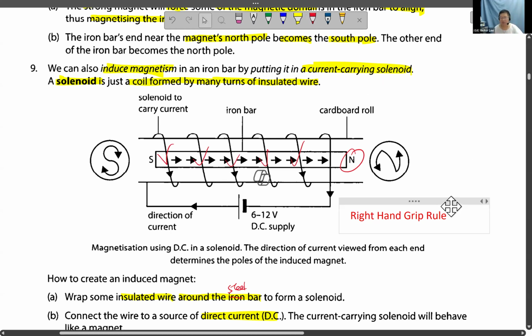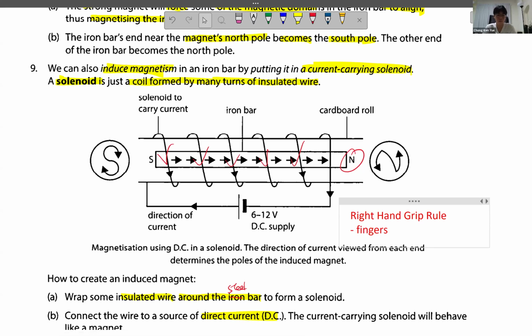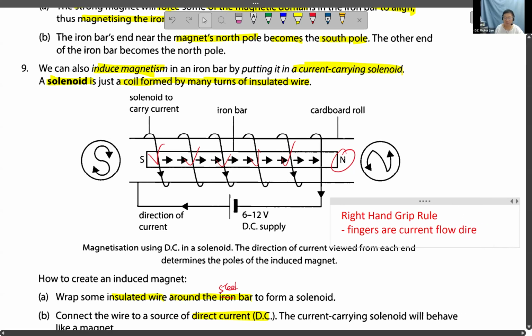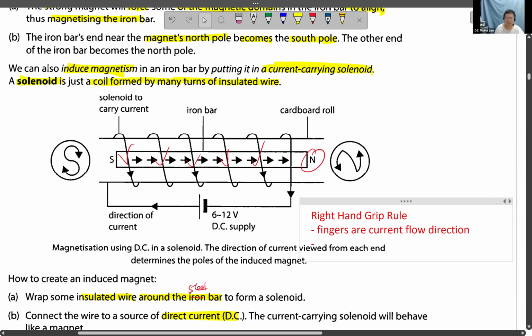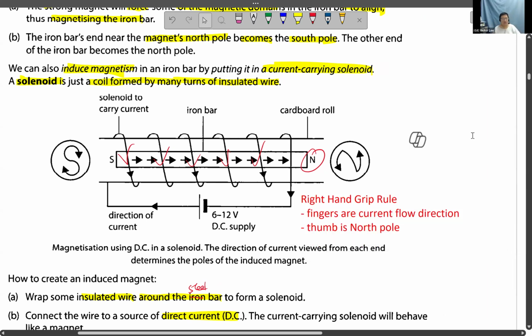Okay? So in the right hand grip rule, I will say fingers are current flow, and the thumb is the north pole of the magnet. So it's the right hand grip rule. Okay? That's all.